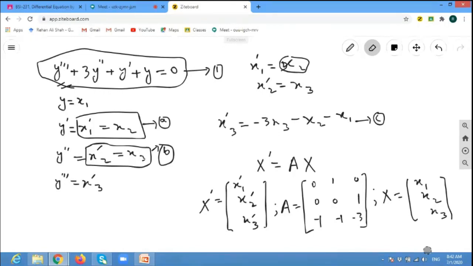Now another question is, we are moving towards the solution actually. How to search for the solution of a system of differential equations? If you have x dash is equal to ax, let's see, let's start this one.